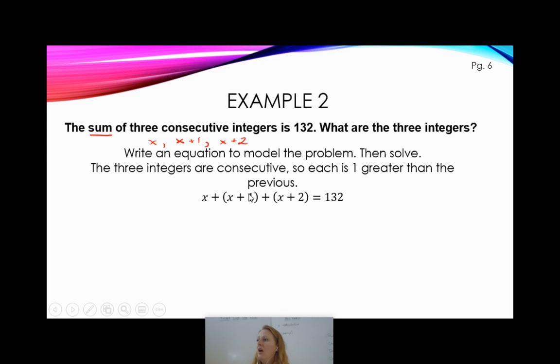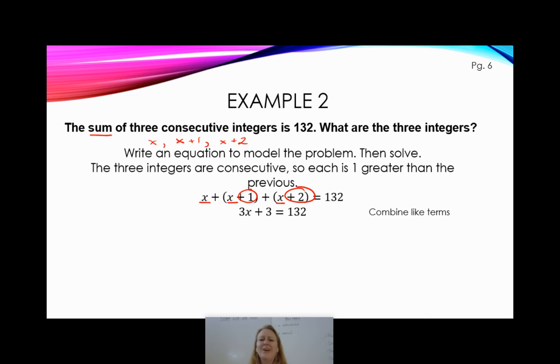The next one will be x plus 2. Awesome. Ooh, I have a whole bunch of like terms. We should combine our like terms because we have a whole bunch of those. So I have x plus x plus x, which will give us 3x. I also have a plus 1 and a plus 2, which will give us 3.